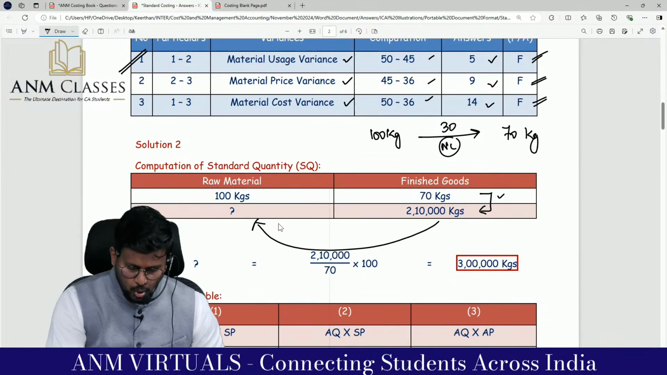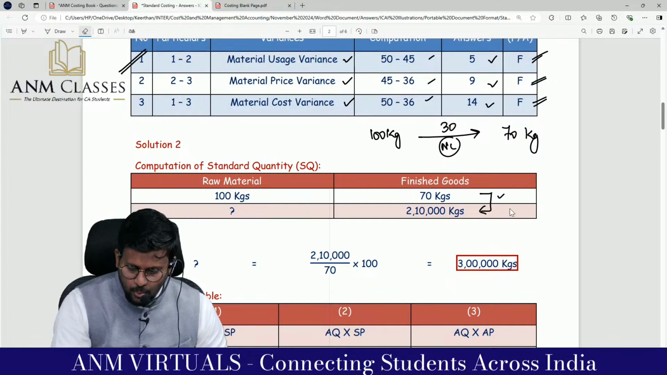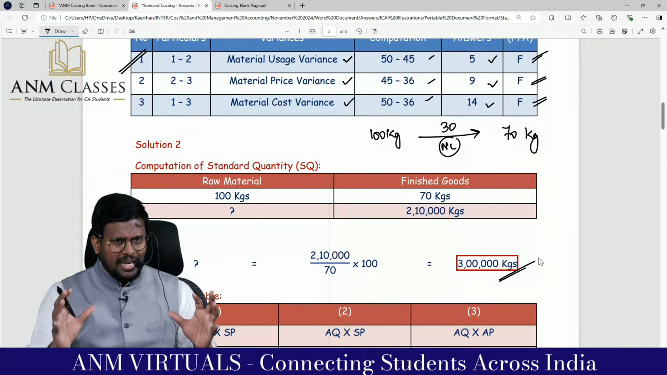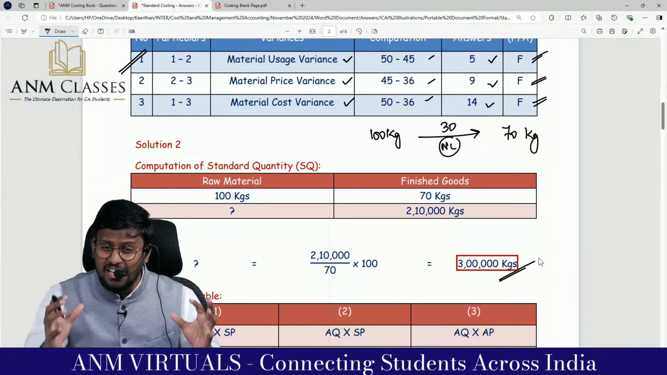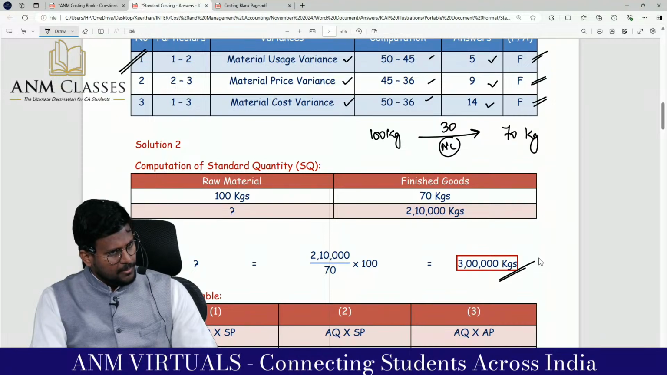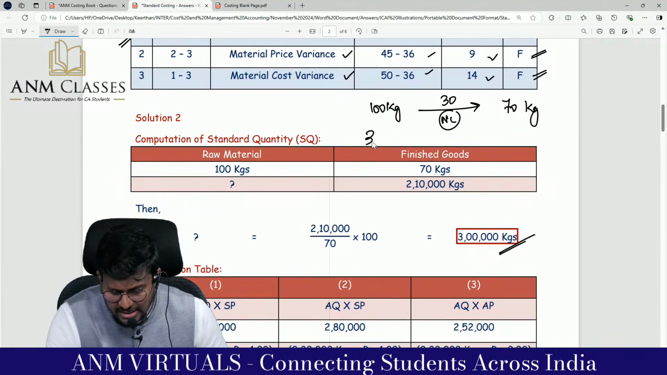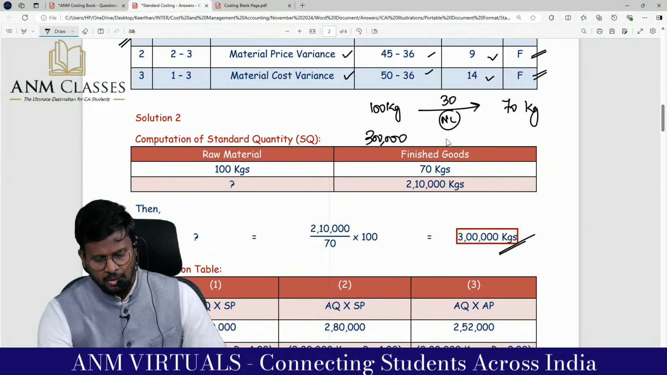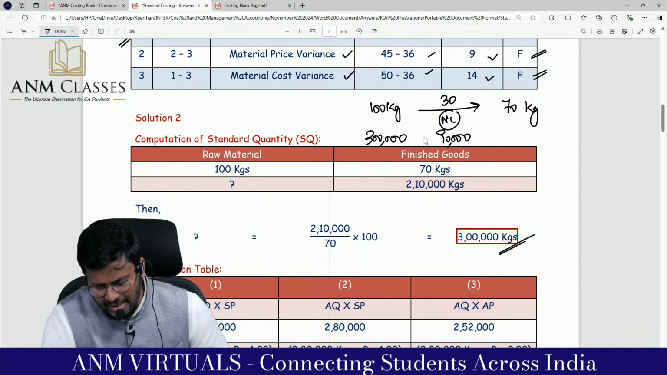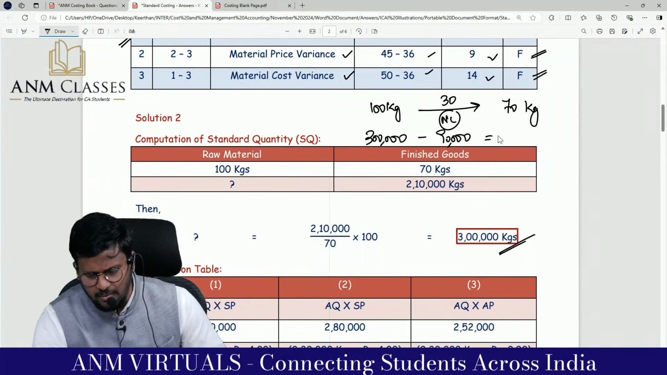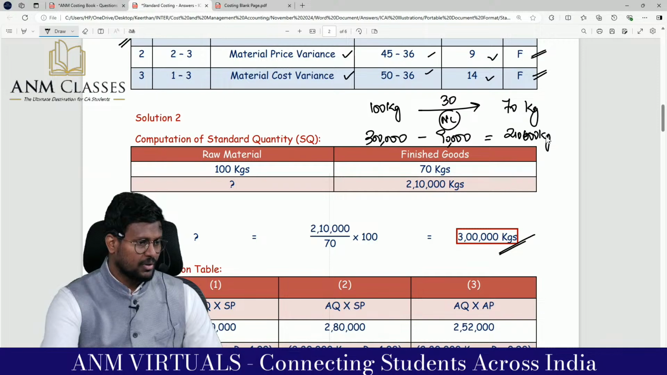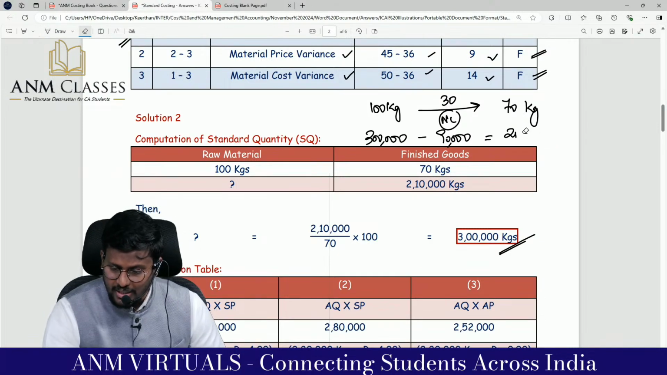2,10,000 divided by 70 into 100 comes to how many kg? 3 lakh kg is the standard quantity. Because you can apply, if it is 3 lakh, you take 3 lakh into 30%. So if you put 3 lakh kg, 90,000 kg will be wastage. 3 lakh minus 90,000 is 2,10,000 kg, it is exactly matching. Are you all really with me? My reverse working is exactly matching.